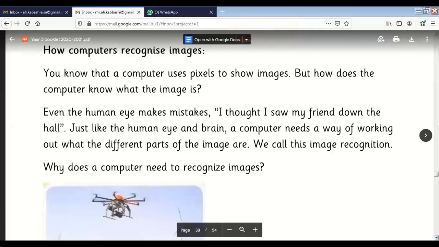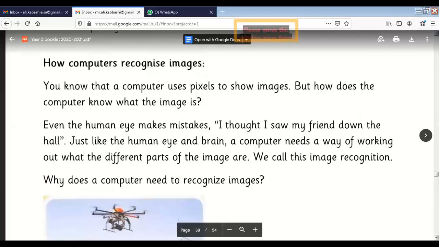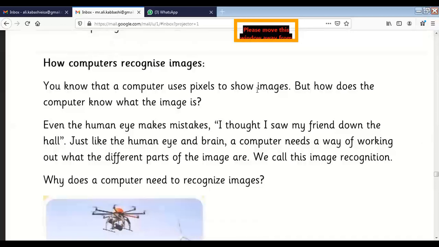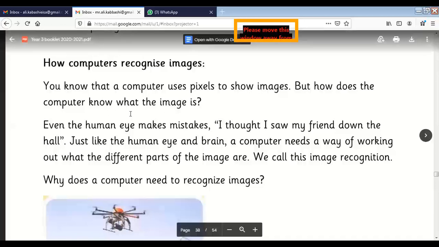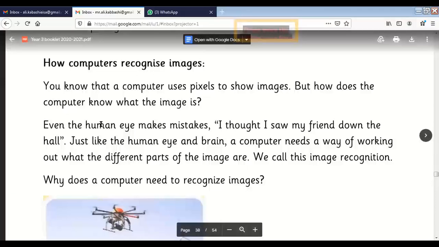Today we're going to continue our lessons in pixels. This is the new unit, and we're going to learn how computers recognize images. You know that the computer uses pixels to show images, but how does the computer know what the image is? How does it know that this is a picture of a car or a dog or a person, or if the person is a boy or a girl? How does the computer recognize images?